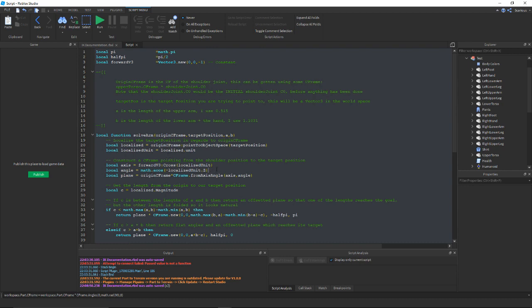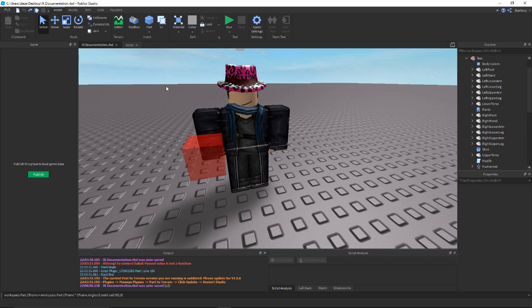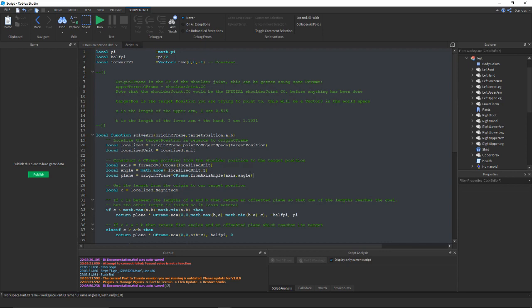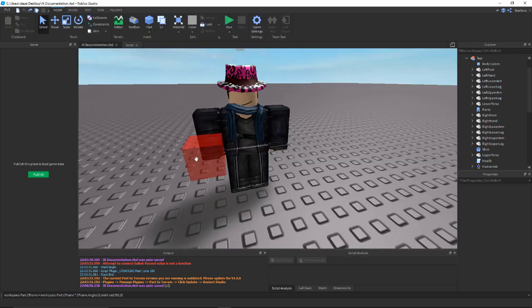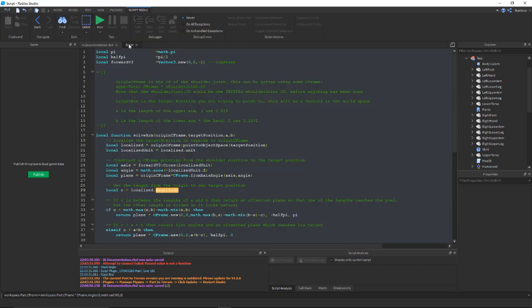And then next, we're going to want to get the angle of rotation, which can be done using that same localized unit. And then if we take the negative value of it in the z, we can get that very angle. And using that, we will be able to physically construct the plane for our inverse kinematic. Next, we're going to want to get the third value, which is c, which will basically just be the length from our shoulder to this position, which can just be gotten using that localized value right here, dot magnitude.